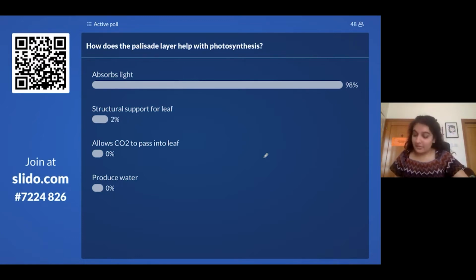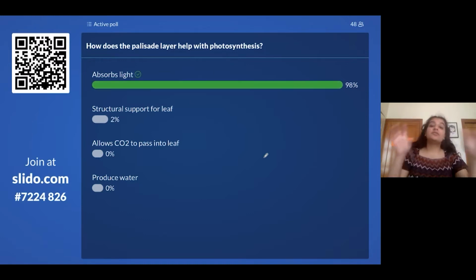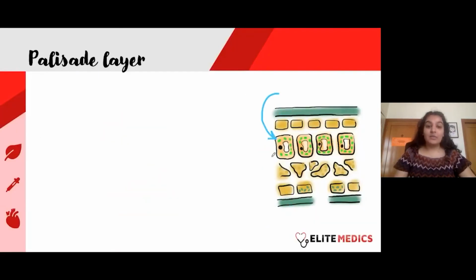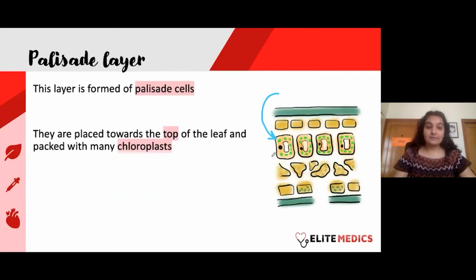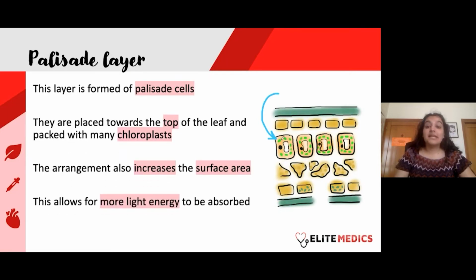Okay, so we're going to stop there. And again, most of you are correct. The palisade layer absorbs light. So those green structures within the cells are chloroplasts. So remember I told you, chloroplasts contain chlorophyll, and it's that green pigment, the chlorophyll, that can absorb light and allow photosynthesis to occur. So photosynthesis happens within the chloroplasts, and that's why these palisade cells are the site of photosynthesis.